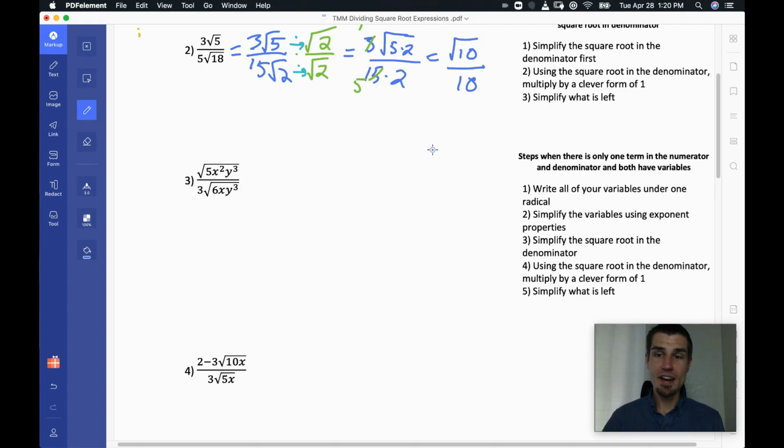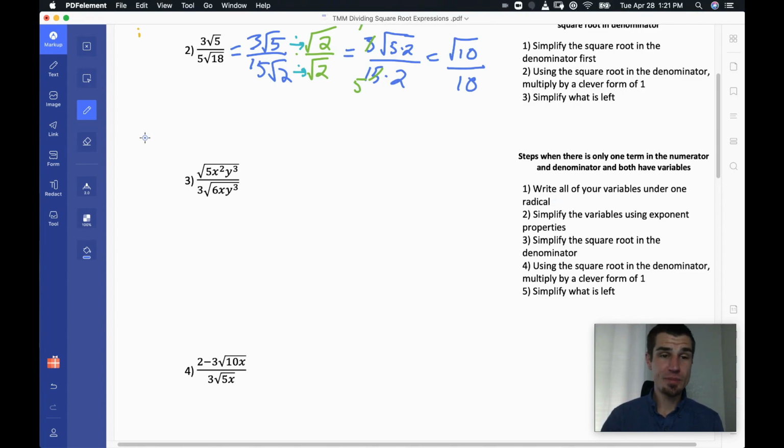So if you have only one term in the numerator, like it's not a bunch of stuff added or subtracted, and you only have one term in the denominator, you actually can go about it a little differently and it'll save you a bunch of time. The first step is going to be write all of your variables under one radical. Now, how can you do this?